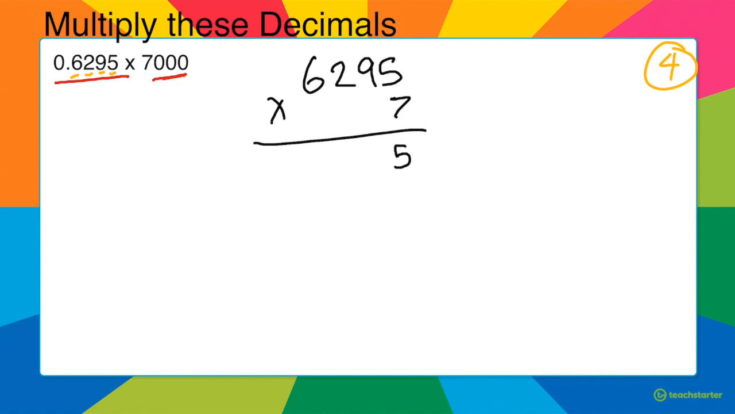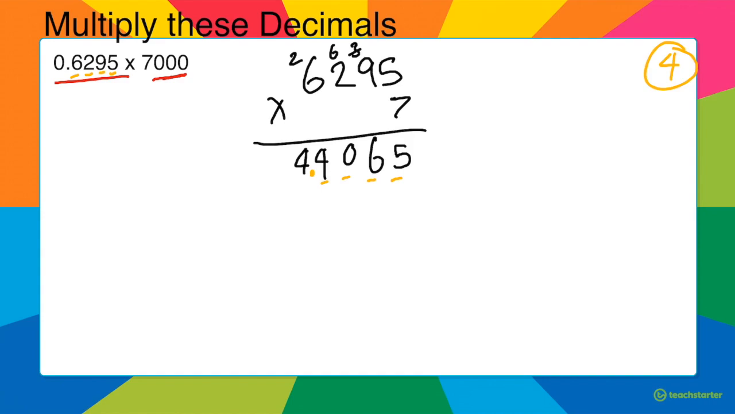7 times 5 is 35. 7 times 9 is 63. Plus another 3 is 66. 7 times 2 is 14. Plus a 6 is 20. And 7 times 6 is 42. Plus a 2 is 44. Alright, then I add my decimals back in. 1, 2, 3, 4.